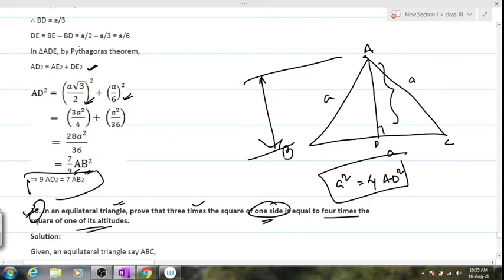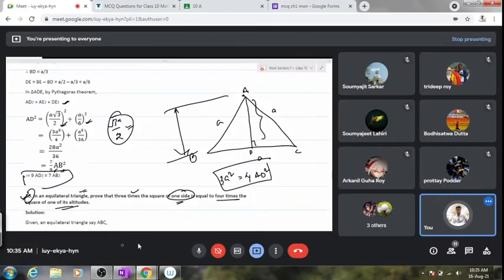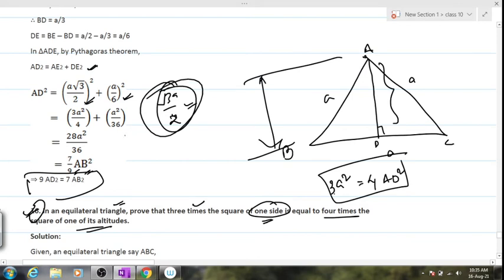Just now we have calculated AD. Root 3 by 2 A. I don't think much of difficulty you will be facing out here to do this numerical. Sorry, 3 times the square of one side. All over we have the answers out here. Anyone in the class who's got the answer? Everything is given out here only.